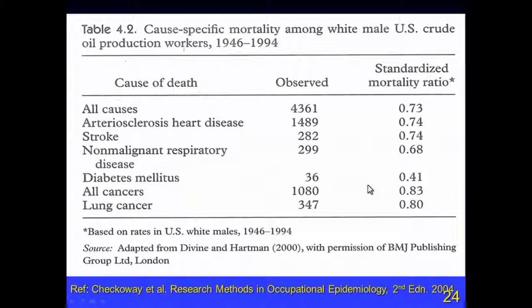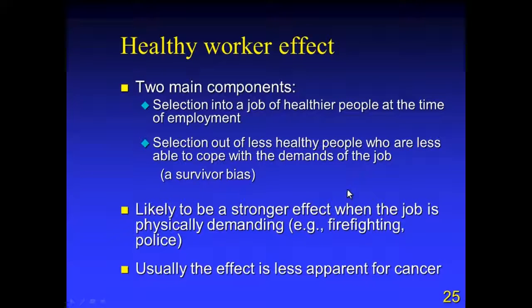So this is a fairly common finding in occupational studies, that particularly when you compare with the general population, you get these reduced relative risks below the null value, suggesting some sort of protective effect. This phenomenon is called the healthy worker effect, and there are two main components. First of all, people who are healthier at the time of employment are more likely to be selected into a job. Employers are more likely to choose such people.